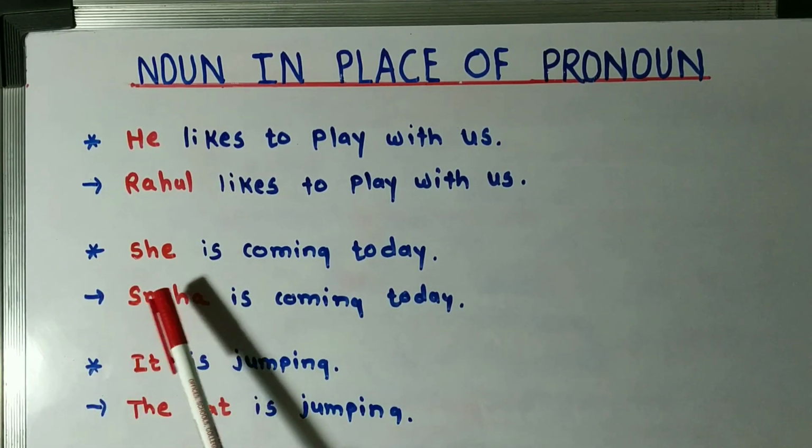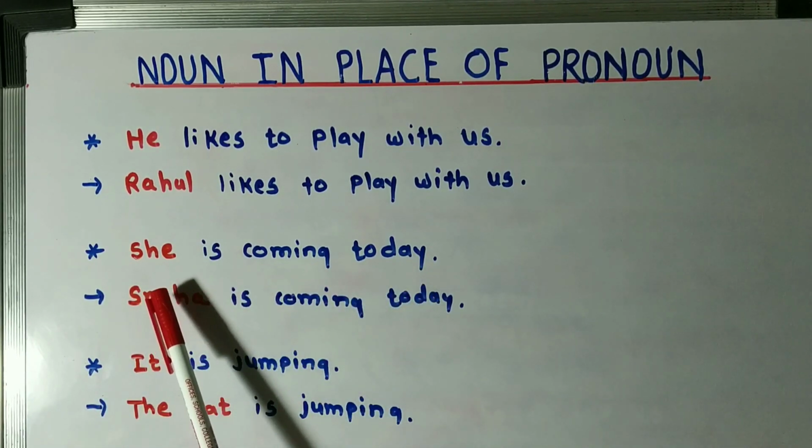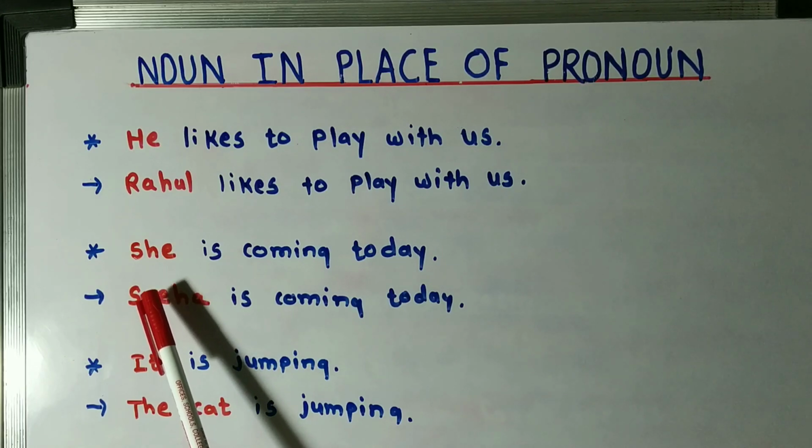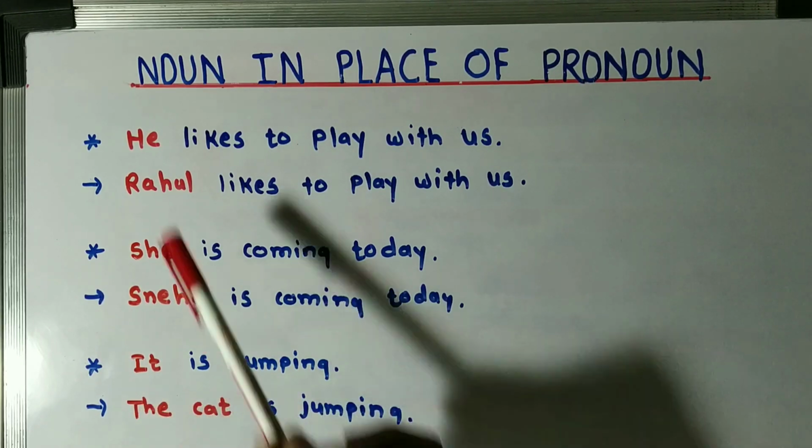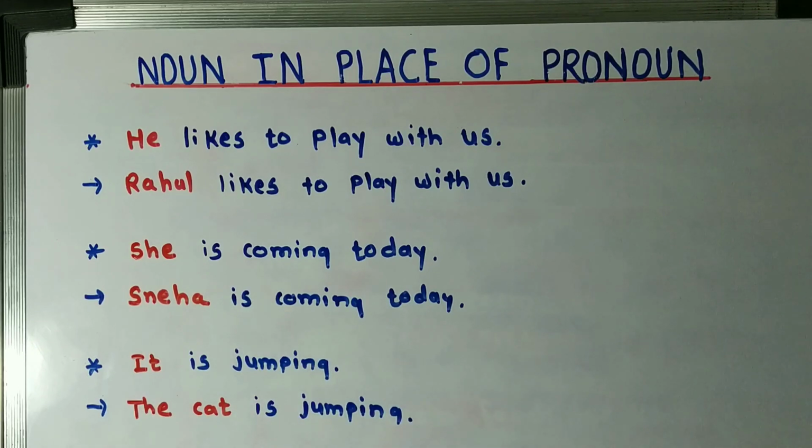Next one. She is coming today. In this example, the word she is a pronoun and it is singular. In the next example, it is jumping. It is a pronoun and it is singular. Why are all these pronouns singular? Because they refer to one thing or one person.